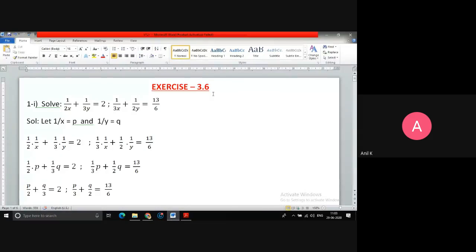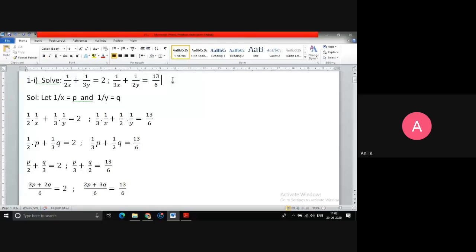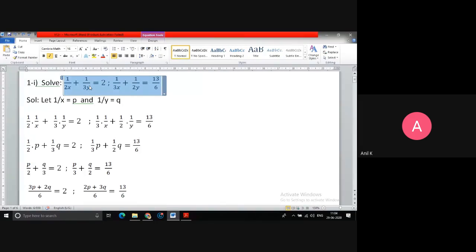Now come to the 3.6 exercise. First question. Solve 1 by 2x plus 1 by 3y equals to 2. This is the first equation. And 1 by 3x plus 1 by 2y equals to 13 upon 6. This is the second equation. Generally, in the pairs of linear equations which we discussed till today, all the x and y are in the numerator, but now you see here x and y, both the terms are in the denominator. So if x and y both are in the denominator, then this is not the standard form of a pair of linear equations in two variables.